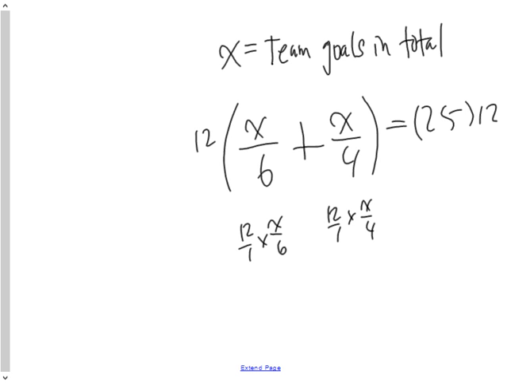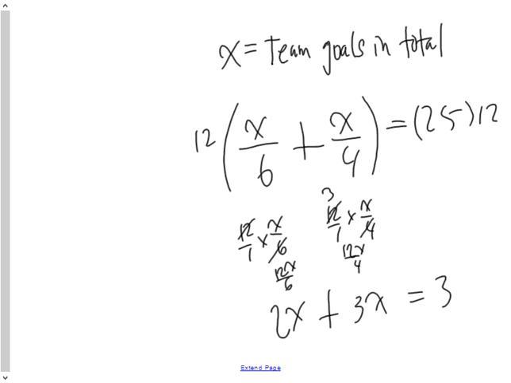And then that doesn't have to be rewritten. For those of you who cross-reduce, you'll get 2x. For those of you who don't cross-reduce, you get 12x over 6, which is still going to be 2x. For those of you who cross-reduce, you'll get 3x. For those of you who don't, we'll get 12x over 4, which is still 3x. And those two will be on this side. And you'll get 250 plus another 50, which is 300.